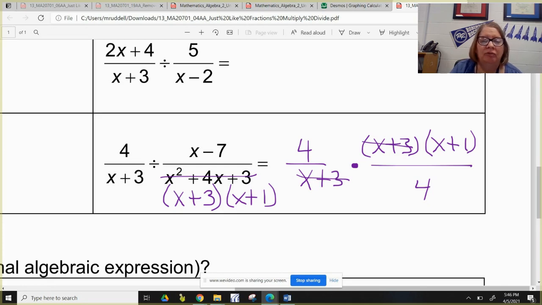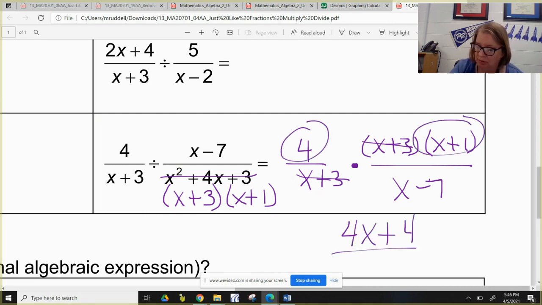Oh, Mr. Dale, silly goose. 4 over x plus 3 times, that's not 4 on the bottom, that's x minus 7. What are you trying to do? Confuse these students? Okay, now, what do we have left? On the top, 4 times x plus 1. On the bottom, x minus 7.